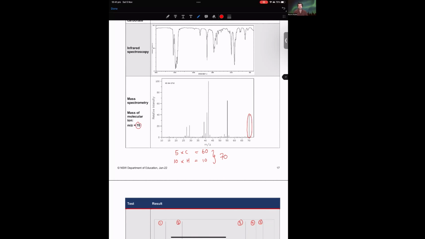And that matches the mass of our molecular ion. So we can see our molecular ion peak there at 70. So this is telling us that we were right in our assumption that the simplest ratio was what it is. There are 5 carbons, there are 10 hydrogens.